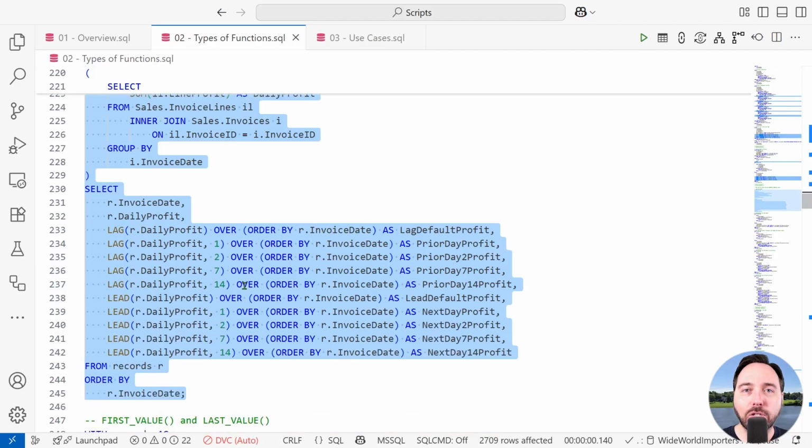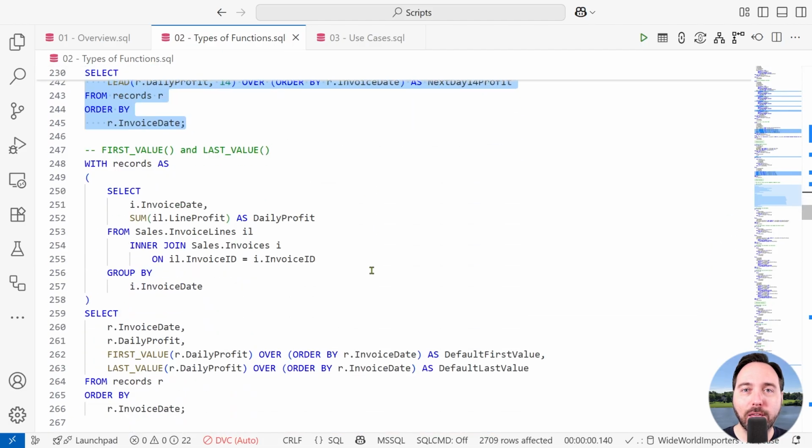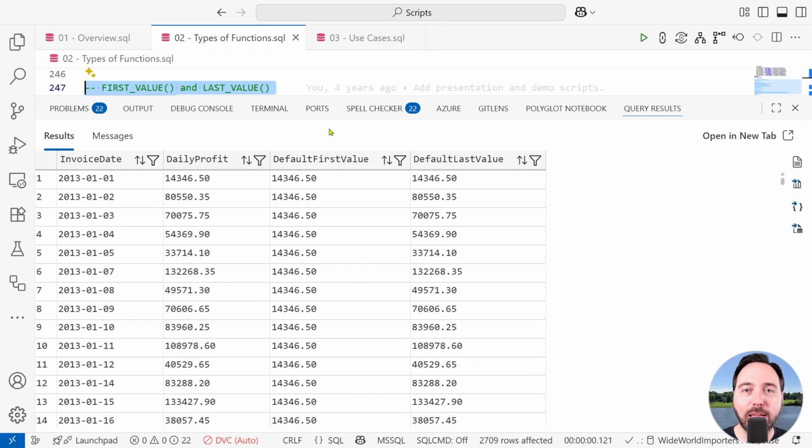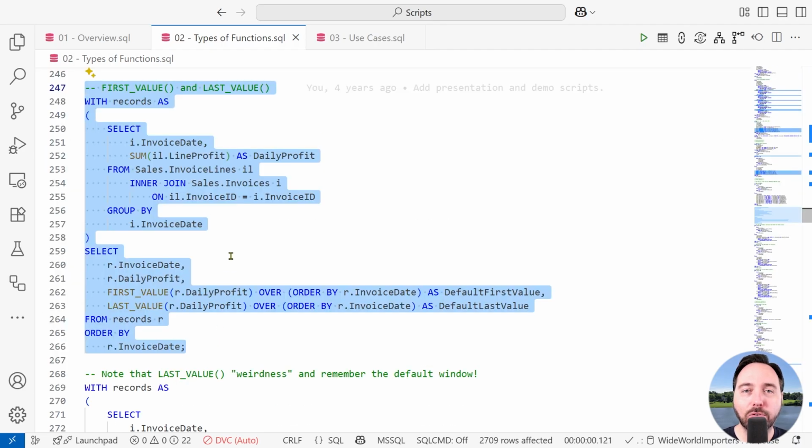Now, let's move on to the 2 I almost never use, first value and last value. These return the first and last values of a frame, respectively, and like the other offset window functions, they require an order by clause within the window definition. Starting with the same common table expression as before, let's run these two functions.